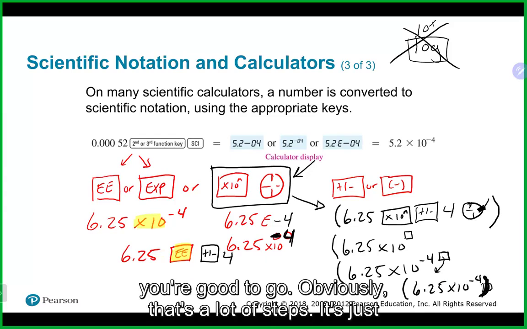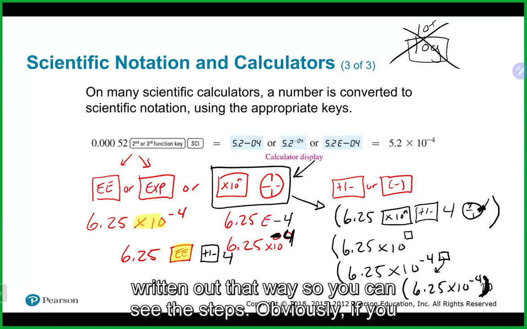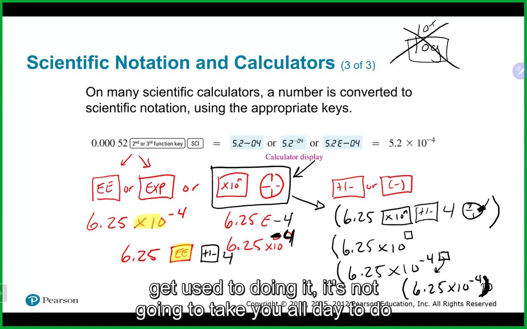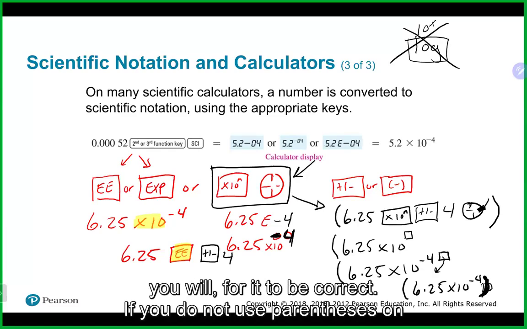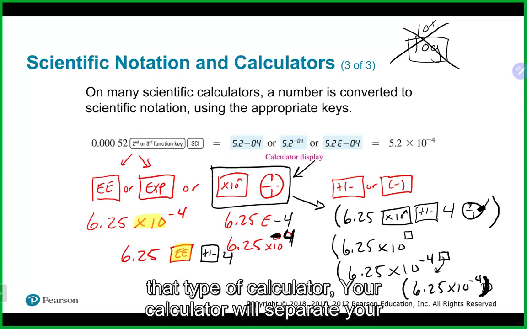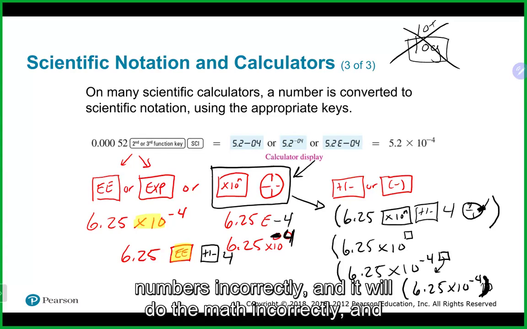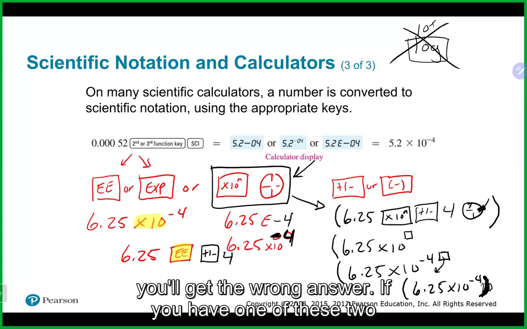Obviously, that's a lot of steps. It's just written out that way so you can see the steps. If you get used to doing it, it's not going to take you all day. But you have to do a lot more steps for it to be correct. If you do not use parentheses on that type of calculator, your calculator will separate your numbers incorrectly, do the math incorrectly, and you'll get the wrong answer.